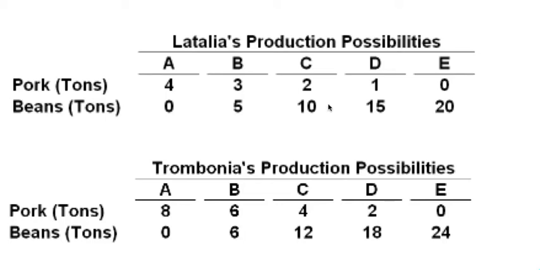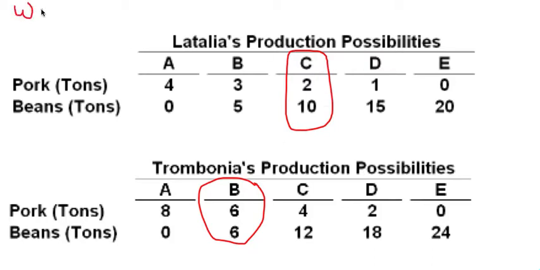Alright, so in this question, we start off with L'Italia here producing at C and Trombonia producing at B. So the first thing you want to do is add up. So if we look at the world production, so we have both L'Italia and Trombonia, and then we look at the amount of pork and the amount of beans.